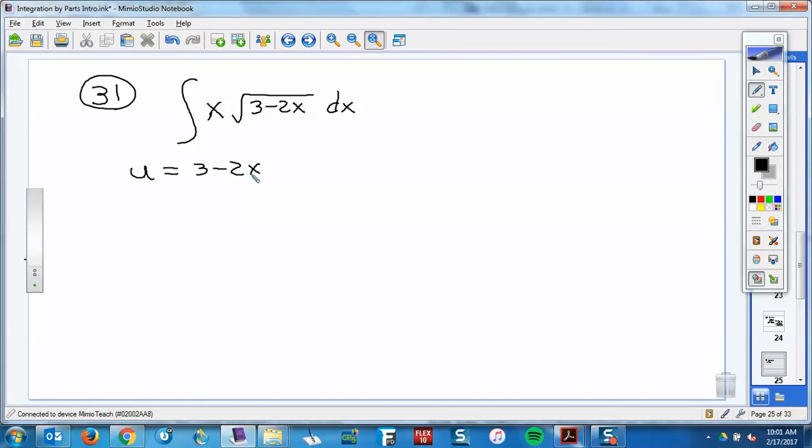So I'm going to have an extra x sitting out there, but I can deal with that, right? We have an extra x, we solve for x, right? So this is going to look okay. It's going to be one of those. I'm going to have u to the 1/2. Probably going to have to distribute, right?